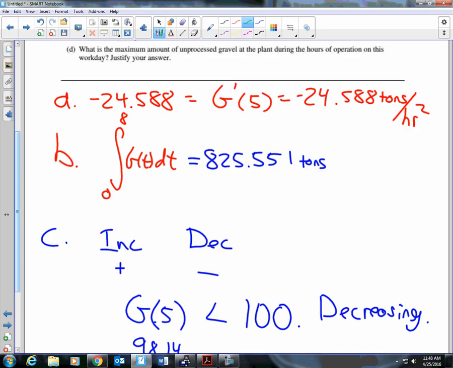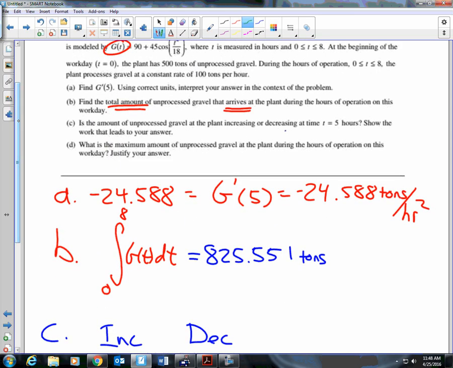Yes. So, looks like I forgot to do the second part to part A. We broke for lunch. Part A says, using correct units, interpret your answer in context of the problem. We left off with that.